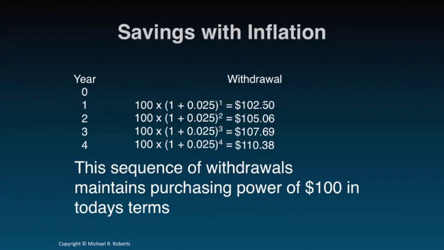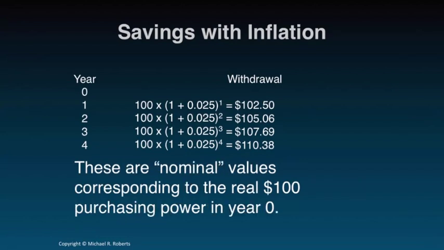$102.50 next year because prices went up by 2.5%. They're going to go up by 2.5% again, so I'll need a little bit more, and a little bit more, and a little bit more each year. Right? See, this sequence of withdrawals maintains our purchasing power. We'll be able to buy the same amount of food, the same amount of housing, go on the same vacations, assuming the prices are all going up by 2.5%, the expected rate of inflation.